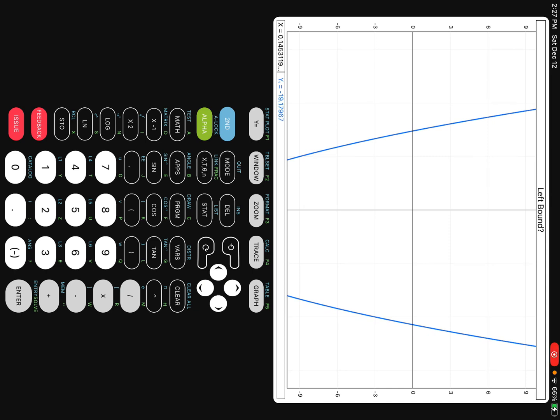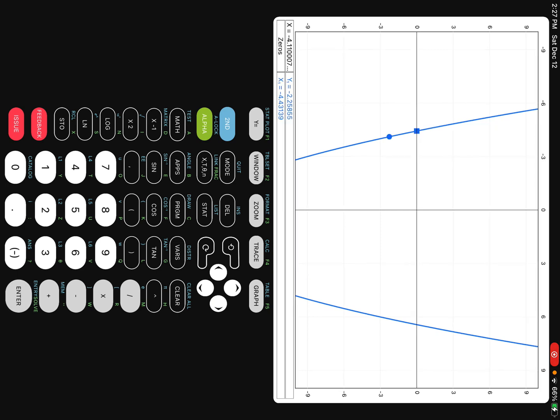We're going to make it go left and around. And you can see the zeros are where the graph crosses the x-axis. Okay, so we're going to go left of that spot and hit enter. Then we're going to go right of that spot and hit enter again. And you'll notice right here it says zero. All right, at the bottom it says x is equal to negative 4.43.